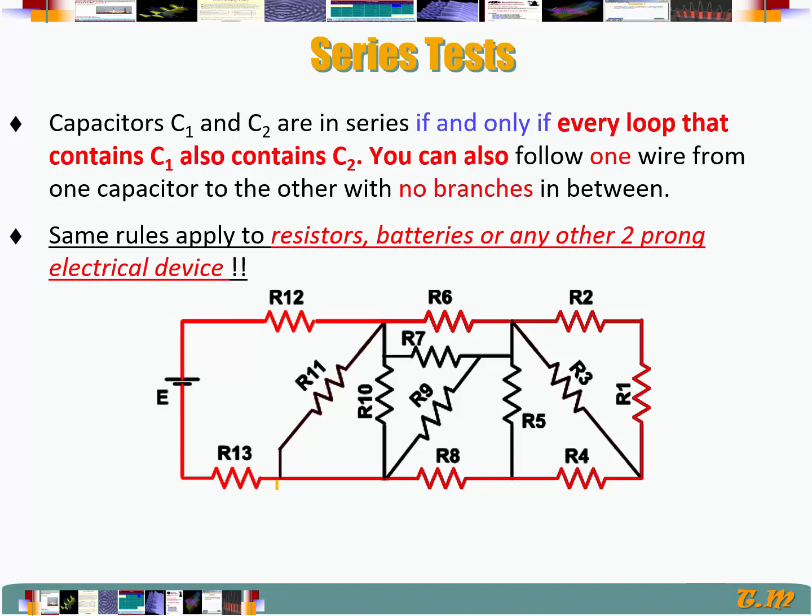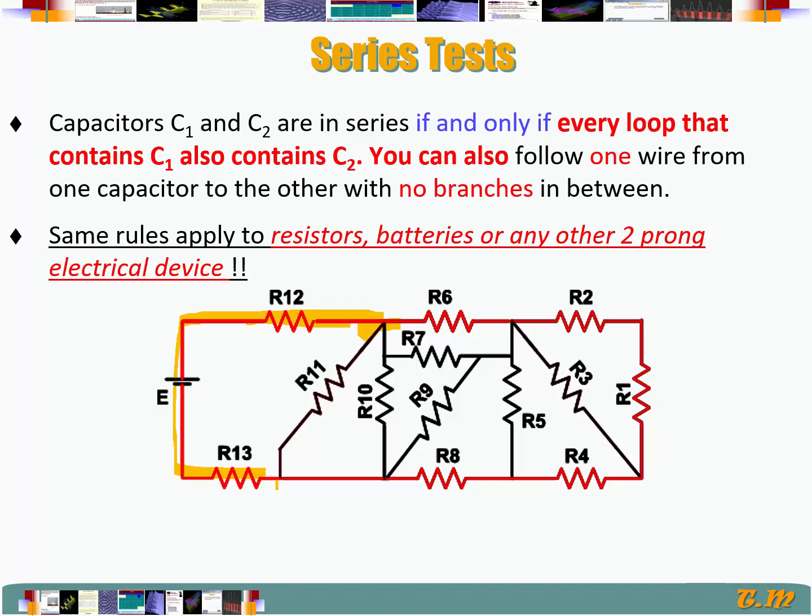However, okay, let me erase what I just drew. However, if I'm going to try to compare R12 and R13, if I try to go this way, there is branching. That does not work. However, if I go this way, I was able to get to R13 without any branching. It does not matter that I have a battery in between. It does not matter if I had another resistor or a capacitor or whatever in between, as long as I can find a path without branching to go from one to the other. So both of these are actually in series. The two tests allowed us to check that out.